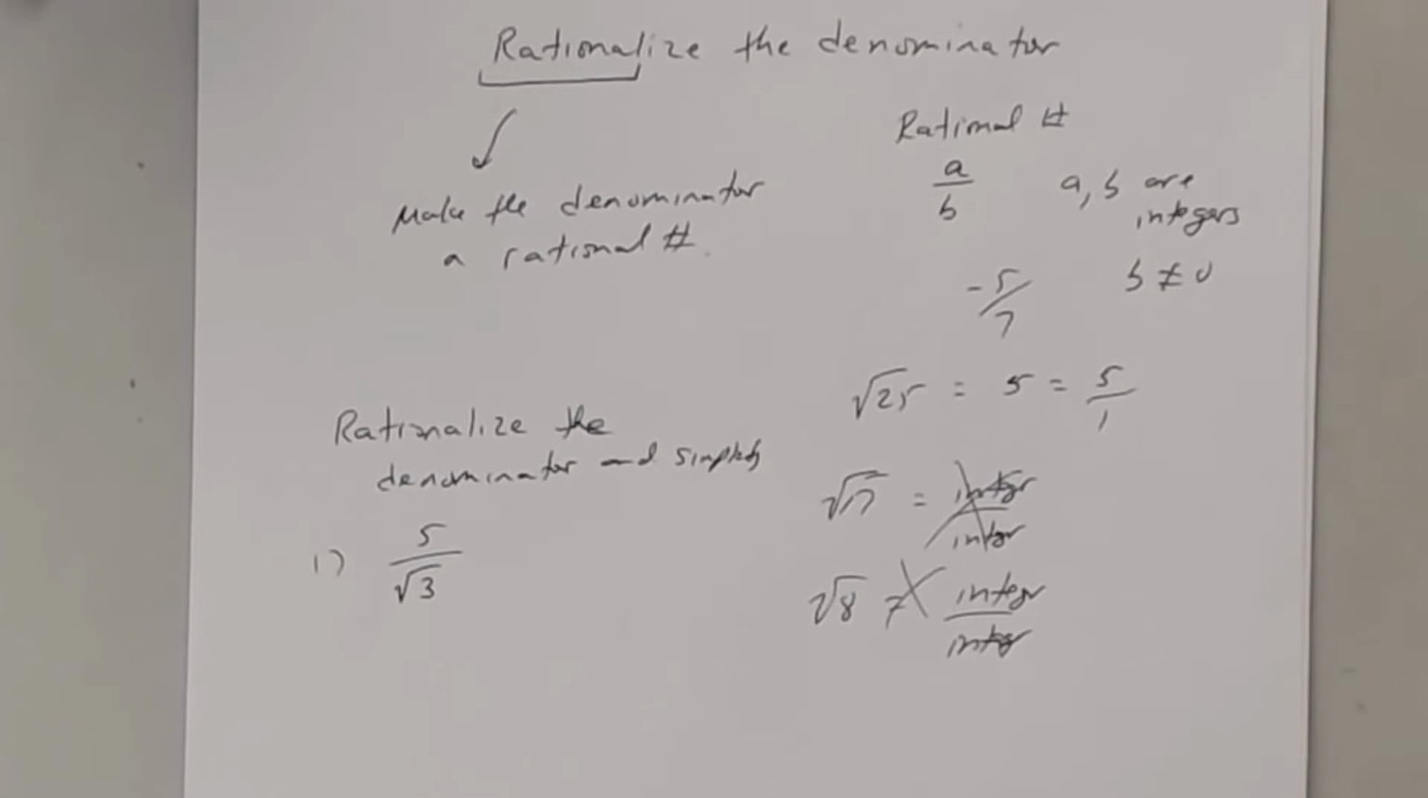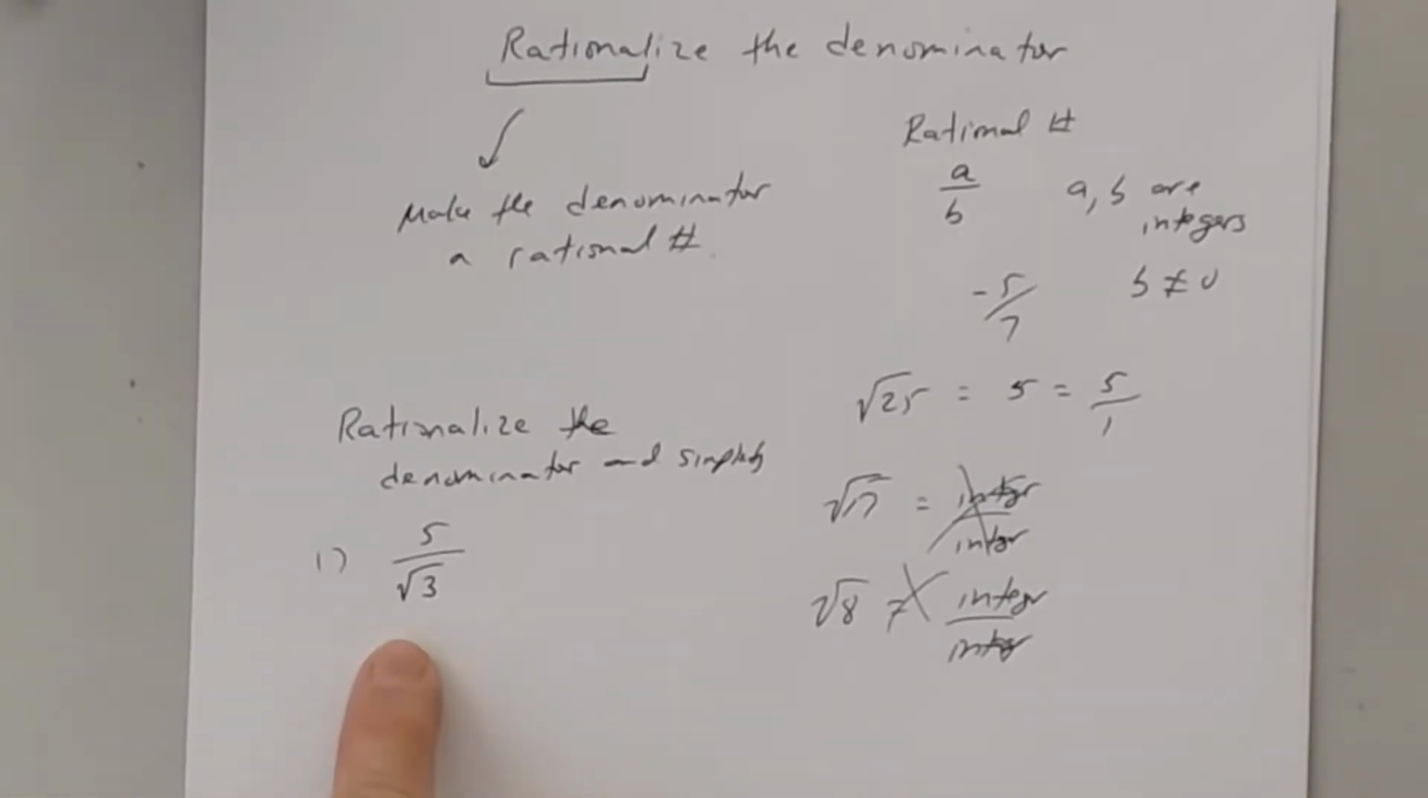Now, first of all, is 5 divided by the square root of 3 rational or irrational? It's irrational. The reason it's irrational is because it contains an irrational component, the square root of 3. You may say, well, 5 is a rational number. I agree, 5 is a rational number, but a rational number divided by an irrational number is still what kind of number? Irrational. But what do the directions tell us to do? Rationalize the denominator.